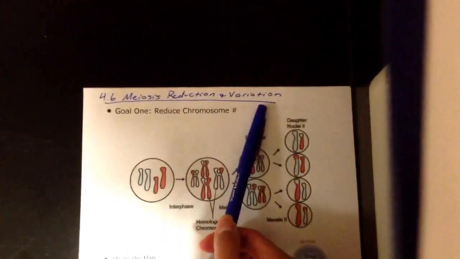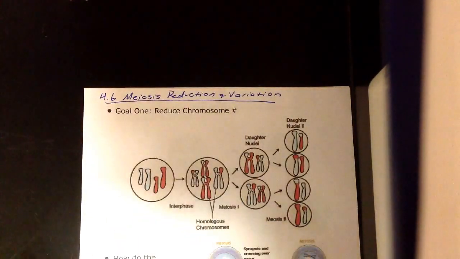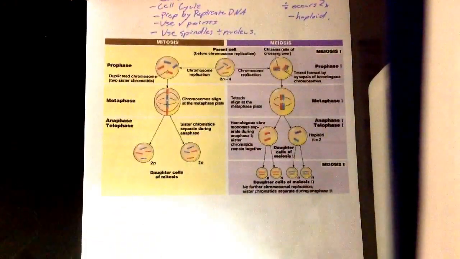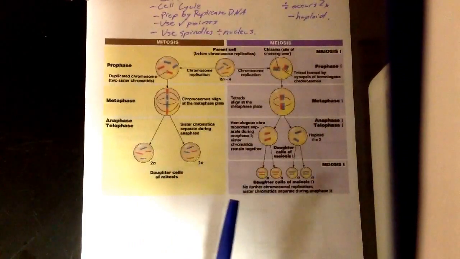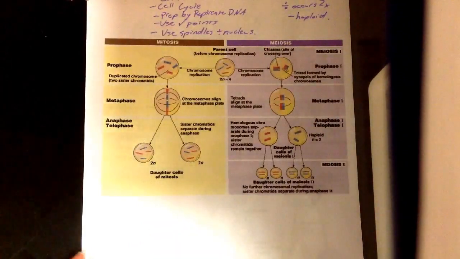So in this section of notes, we're going to be looking at meiosis, reduction, and variation of the chromosomes. But before we even look at those, I want to really quickly review with you guys the differences in mitosis and meiosis. So simply by looking at this image, you can see a couple of differences right away.